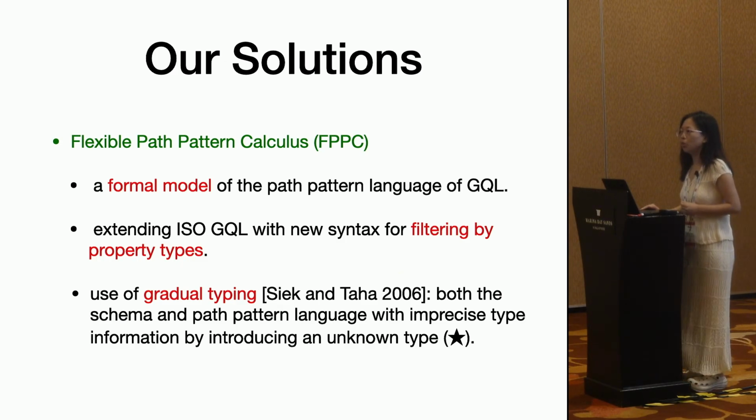To achieve this goal, we introduce the flexible path pattern calculus. It's FPPC, and it's a formal model of the path pattern language of GQL. We extend it with new syntax for filtering with property types. And to achieve flexibility, we draw inspiration from gradual typing. We extend both the schema and the path pattern language with imprecise type information by introducing an unknown type. And the unknown type can represent labels or properties.